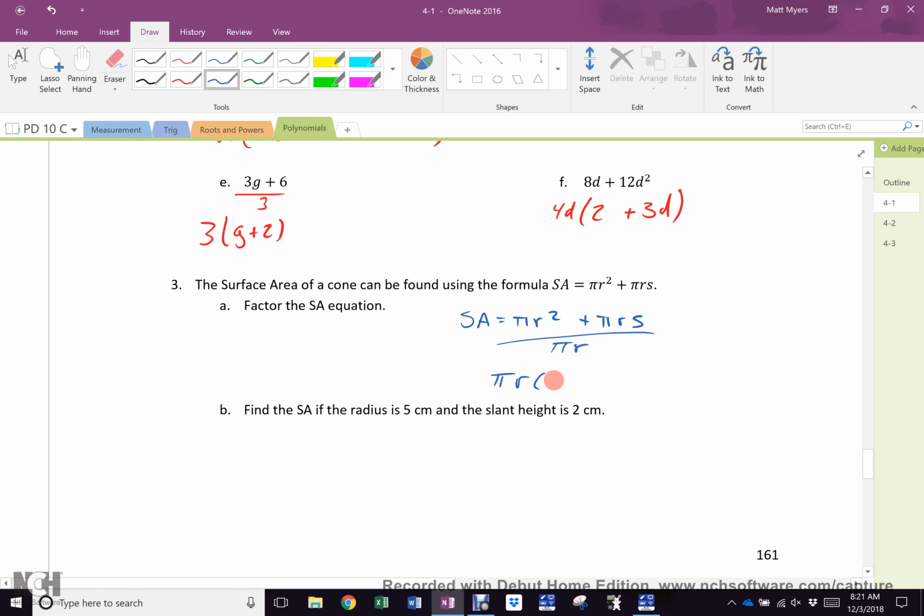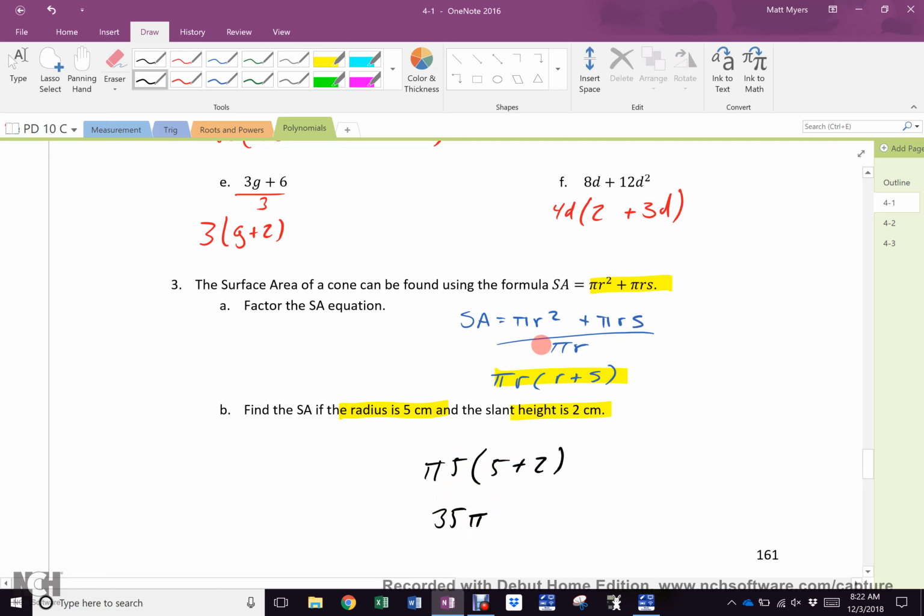And what's left? Plus. That is the exact same formula as that. Significantly easier, I think, to use. Because what happens down here? Radius is 5, slant is 2. Pi r, 5 plus 2. 7 pi. 5 pi times 7, 35 pi. Everybody cool? This is where factoring is useful.